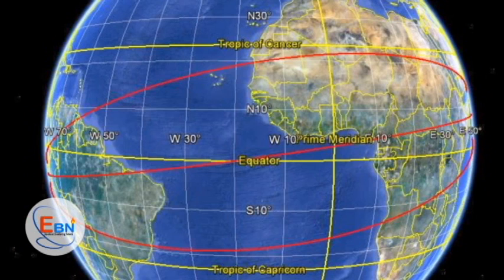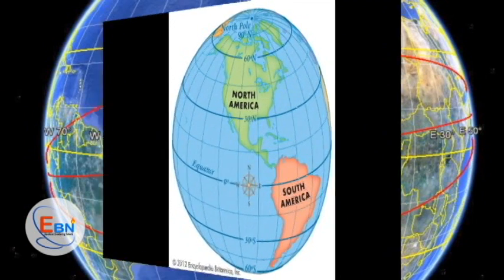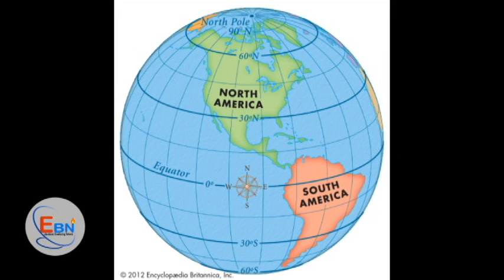The starting point for lines of latitude is the equator. The equator is 0 degrees. The lines of latitude are numbered from the equator, which is 0, to 90 degrees, both in a northerly direction and in a southerly direction.